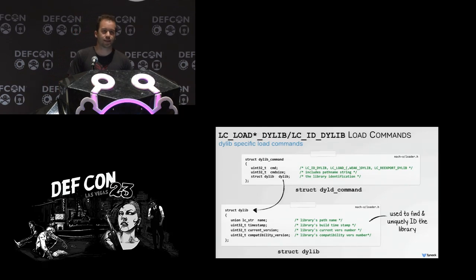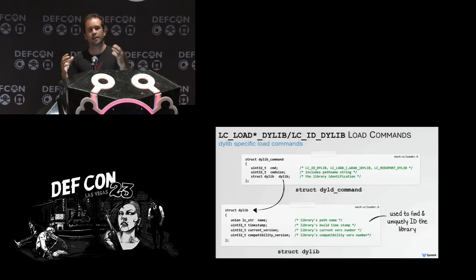So let's take a closer look at this load command. It starts with the standard load command header, which just has the command number and the command size because it can be variable in length, and then has a dylib structure. This dylib structure has a name, which is usually a full path, and then some versioning information. Now there's another important load command called the LC_ID_DYLIB load command. And this actually shares the exact same format as the LC_LOAD_DYLIB load command. And the reason why is because it's complementary. So applications have the LC_LOAD_DYLIB load command, which tells the loader they have a dependency.